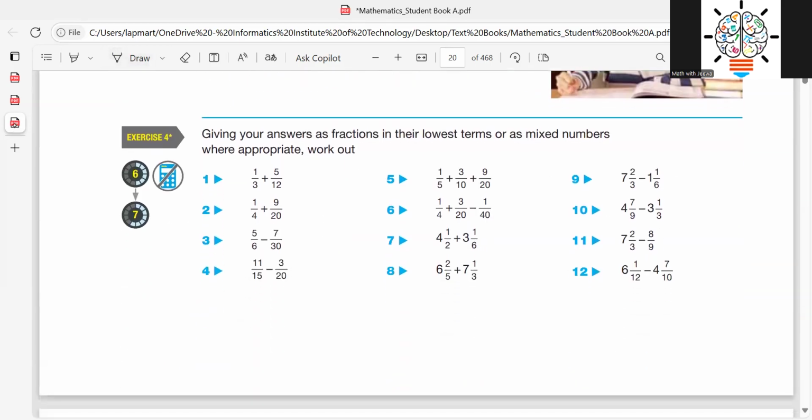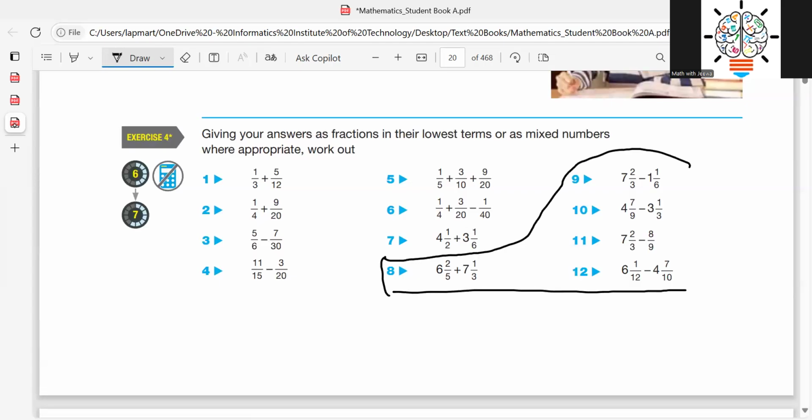So then in 4 star, you want to do not all the sums. You can do these ones, 8 to 12. So these 5 questions, right? These questions you want to do.